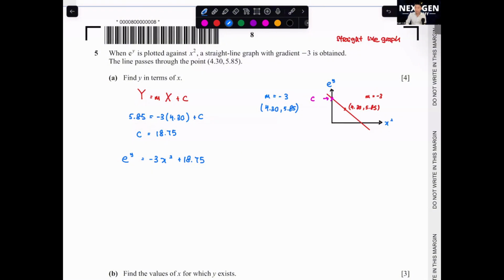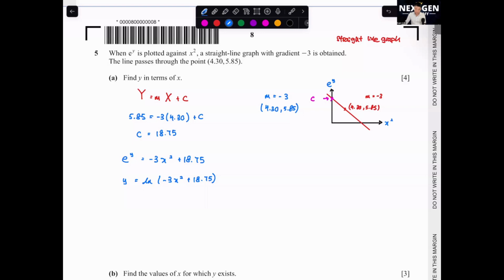Now they say y in terms of x, meaning you want y as the subject. You don't want e to the power of y. How do we make y the subject? We take the inverse of e. So y equals ln of (-3x squared plus 18.75). Just leave it like this. Don't do anything extra.